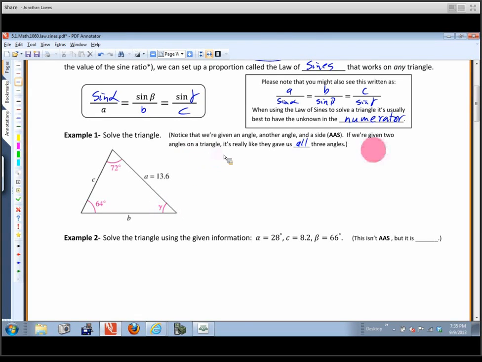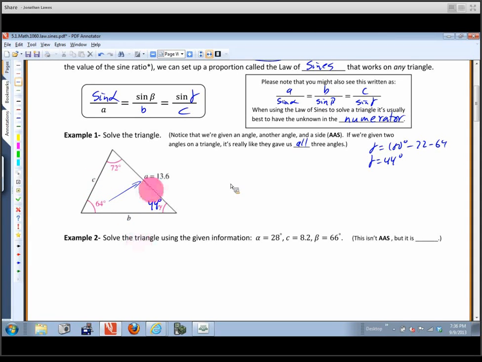So gamma is going to be equal to 180 minus 72 minus 64. So if we do the math on that really quickly, we'll figure out that this angle right here is 44 degrees, okay? So gamma is 44 degrees. So I've got all the angles, but remember when we solve a triangle, we have to find all the angles and all the sides. So what we do is we take advantage of this relationship right here. I know that that angle corresponds to that side right there, and I'm missing these other sides over here.